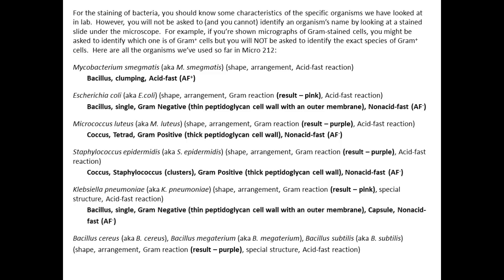Its shape is rod-shaped. It doesn't form a characteristic arrangement, so we refer to it as being single. It would be gram-negative if you stained it. The main reason why we used it is because it produces a nice, thick capsule. Not to say that some of these others don't have capsules. Do you remember which one, Micrococcus luteus or Staphylococcus epidermidis, had a capsule? The staph did. The Micrococcus luteus does not. Although it's really hard to see under the microscope, because these cocci are pretty tiny to begin with.